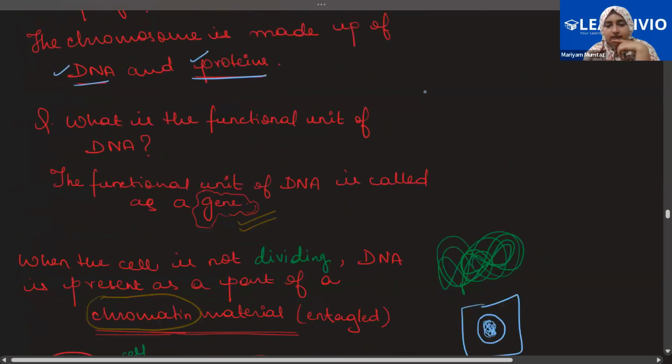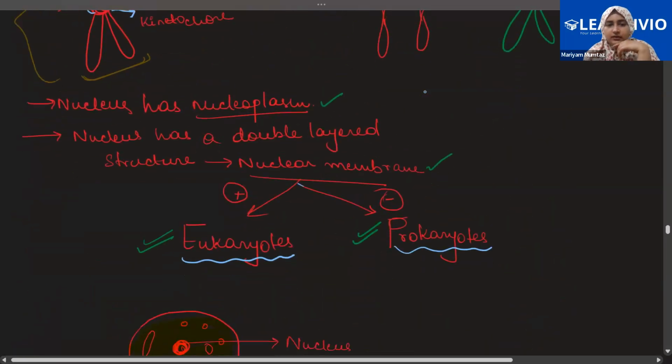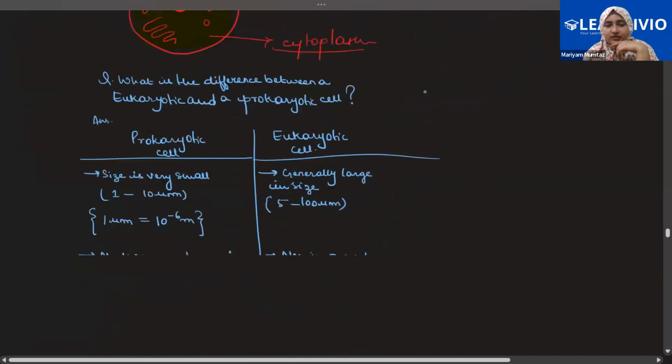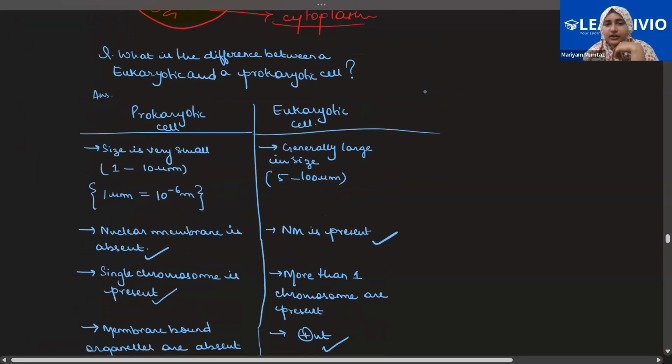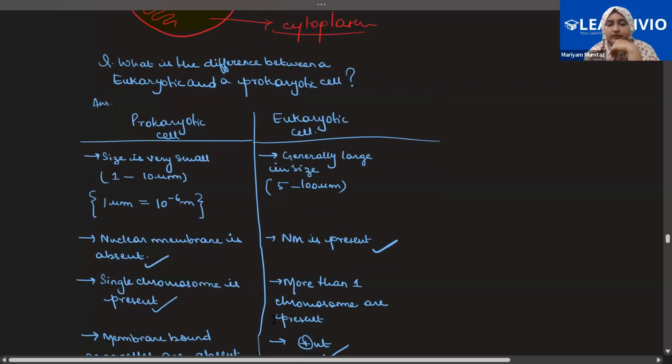And also tell me, up till where have we done in the class? Ma'am, till nucleus. Yeah, nucleus has been done, isn't it? Today we have to do the difference between eukaryotic and prokaryotic cell, right? Yes, ma'am. Okay, switch on your video, students.